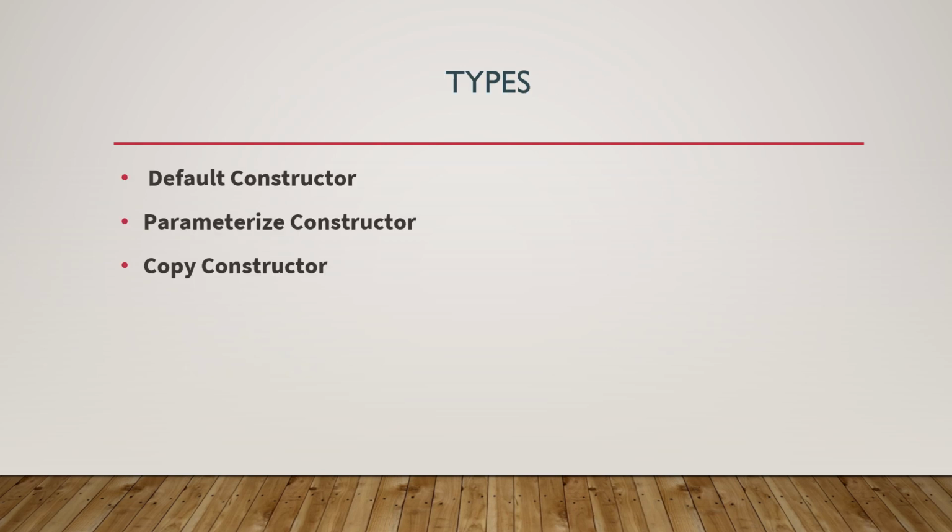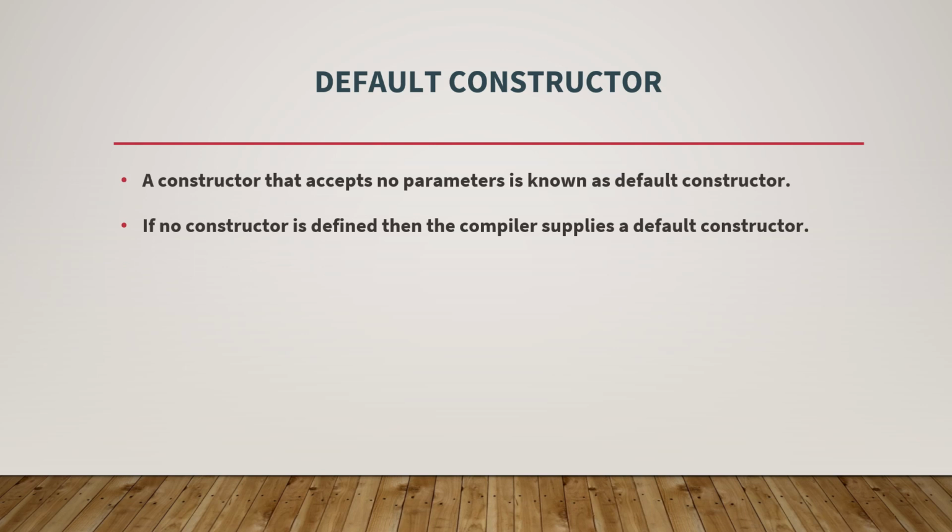Next, we will see the types of constructors. Constructors are classified into three types, namely default constructor, parameterized constructor, and copy constructor. We will discuss one by one. The first constructor is the default constructor. A constructor that accepts no parameters is called as a default constructor. If no constructor is defined, then the compiler supplies a default constructor.